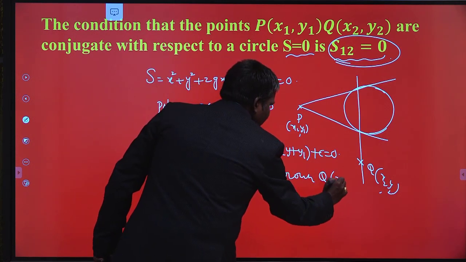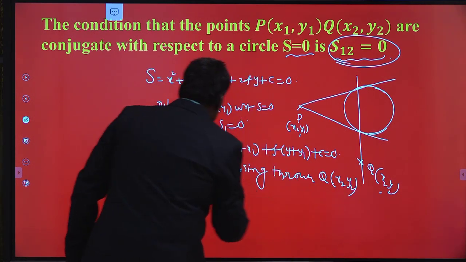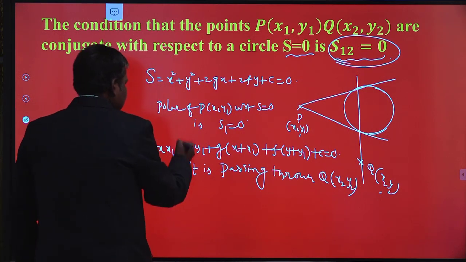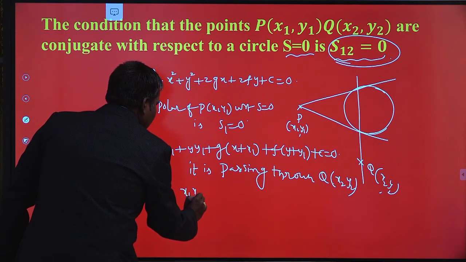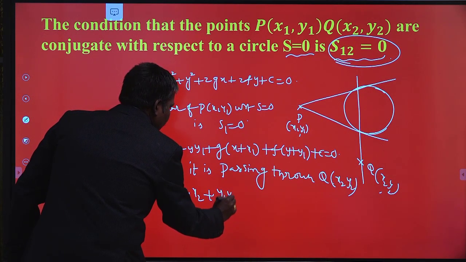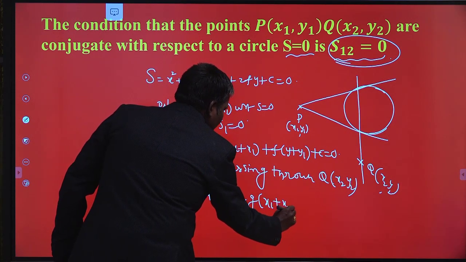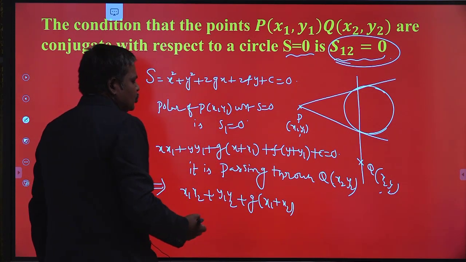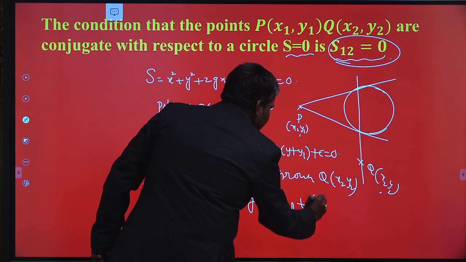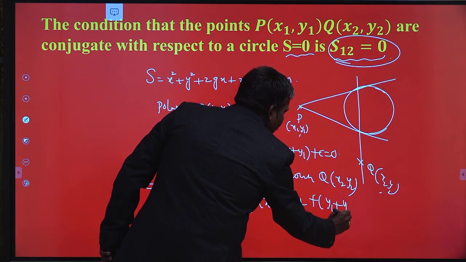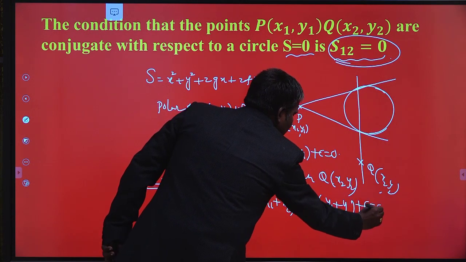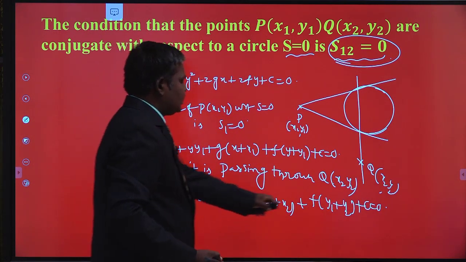What are the coordinates of Q? x2, y2 implies x2, y2 satisfies this equation. We mean x1 into x2 plus y1 into y2 plus g times of (x1 plus x2) plus f times of (y1 plus y2) plus c is equal to 0. All of you know this notation.